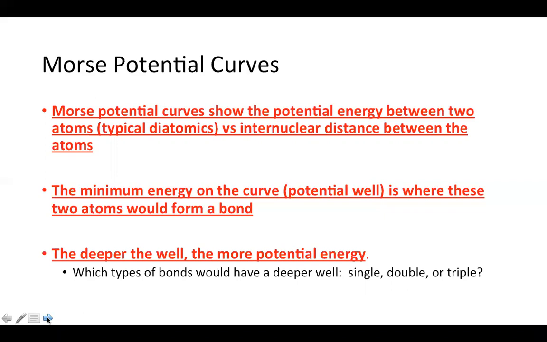So, question for you all. Which types of bonds do you think would have a deeper well? Single, double, or triple? Hopefully you thought triple, right? Triple bonds have more energy, so we would expect them to have greater wells.